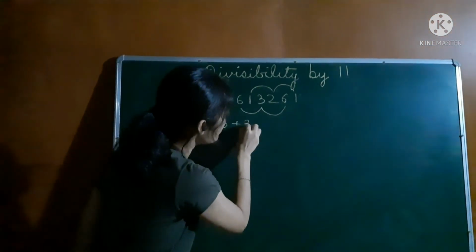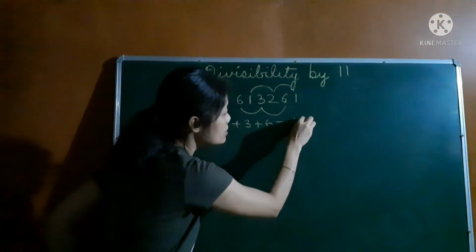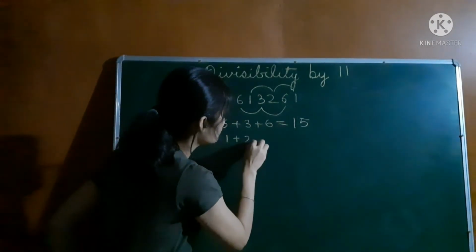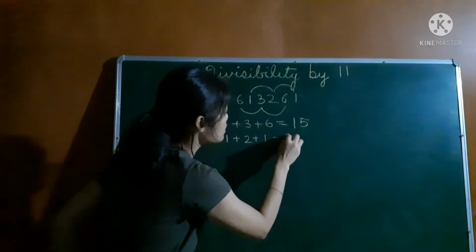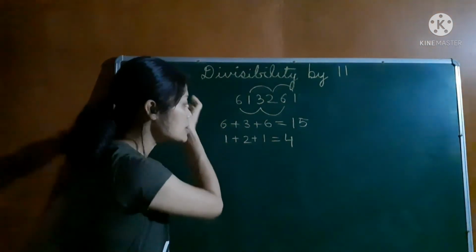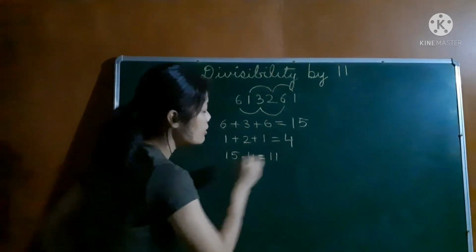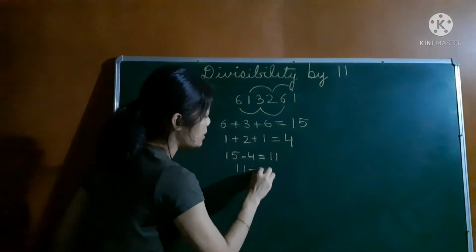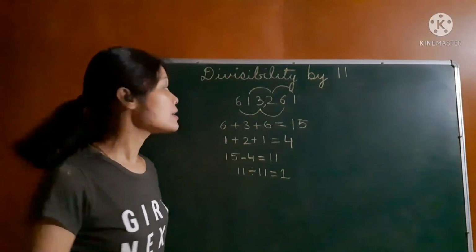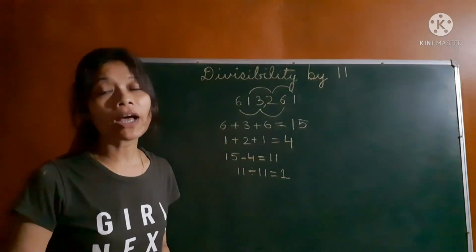6 plus 3 plus 6. 6 plus 3 is 9, 9 plus 6 is 15. 1 plus 2 plus 1, which gives 4. Now we will find the difference, that is, we will subtract the sums. So 15 minus 4 is 11, and 11 divided by 11 gives the remainder 0, quotient 1, which means the number 613,261 is divisible by 11.